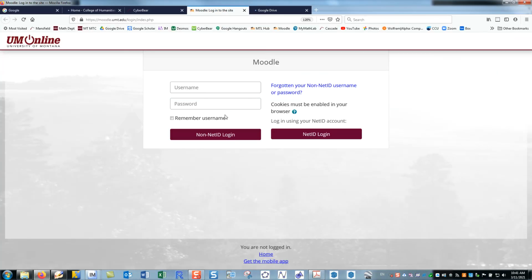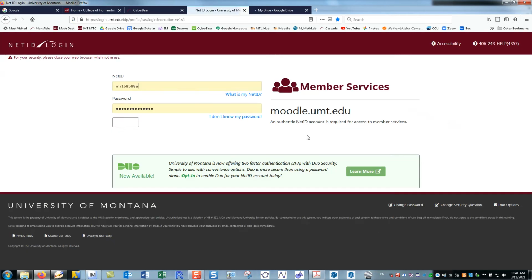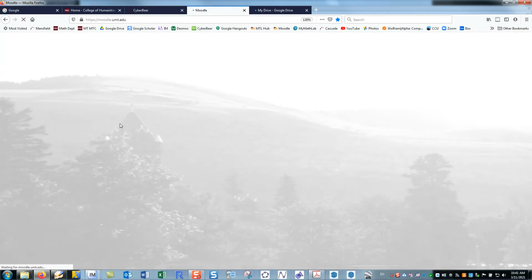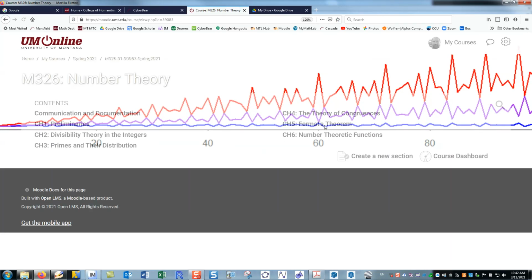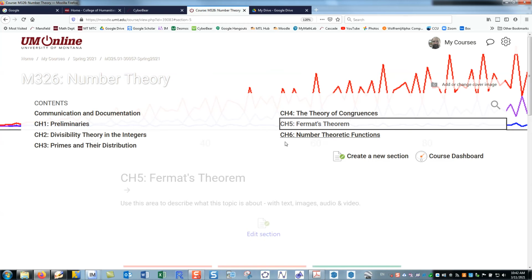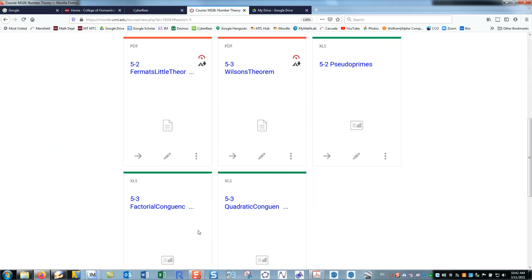So if I go to our Moodle page, sorry, I should have had this already up. So here we are, number theory. And if you go to our section on Fermat's theorem, here you'll see that there's a factorial congruence Excel file. It looks like this.